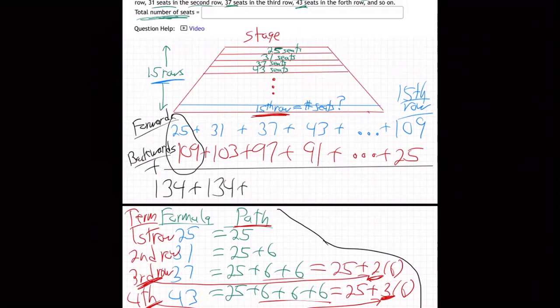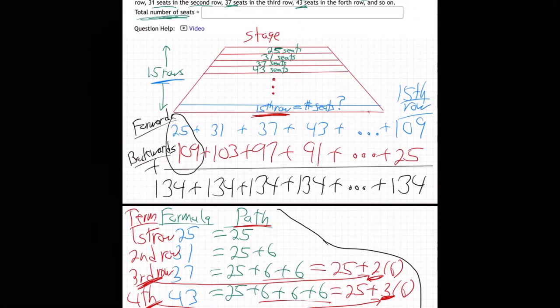134, 134. Again, they're the same total all the way because one list is going up, the other is going down by the same amount. So we got a bunch of 134s. So the question is, how many 134s do we have? 15. Yeah, very good. There's got to be 15 of them, doesn't there?